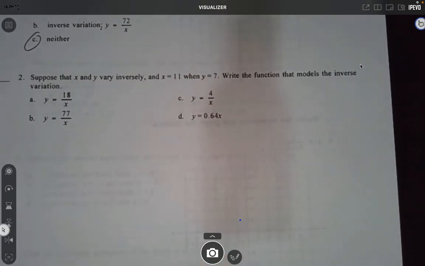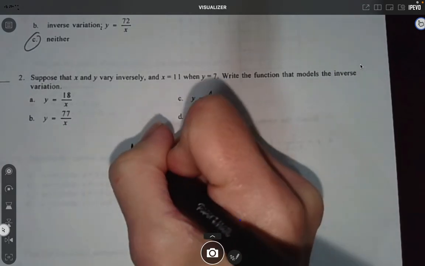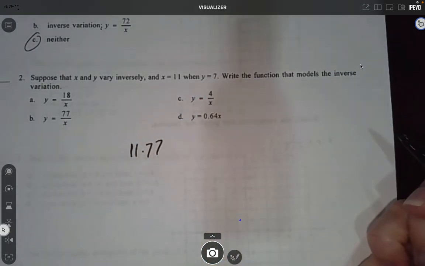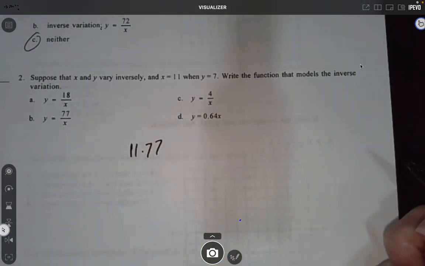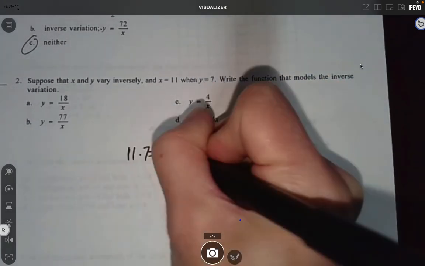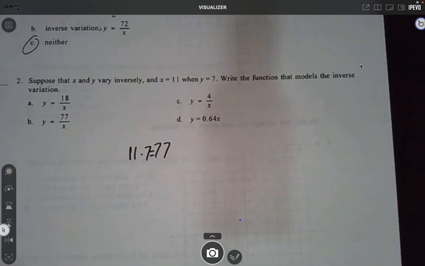Now, this one's telling us it's inversely. And what did we just say for inverse? Multiply. So what is 11 times 7? 77. Okay. So you can already tell your answer. Oh, sorry. 11 times 7 is 77 there. I'll fix it. Is that better? Okay.